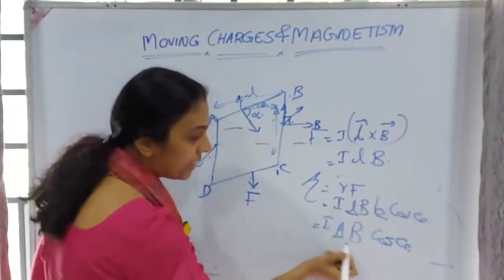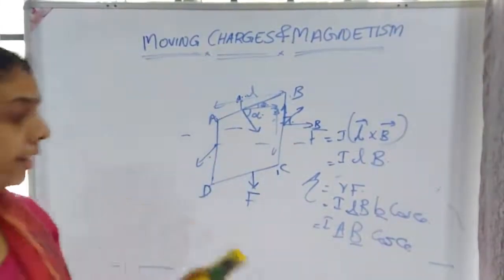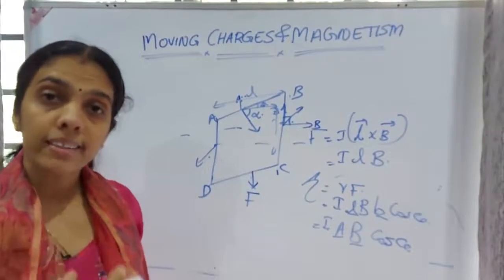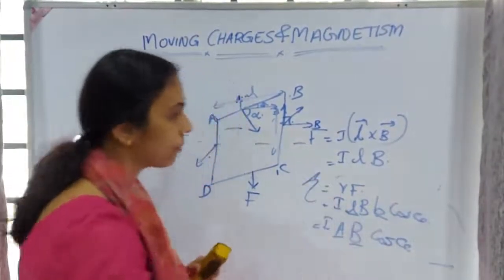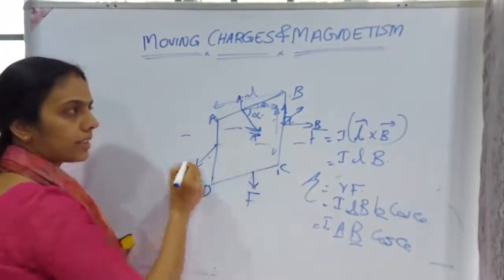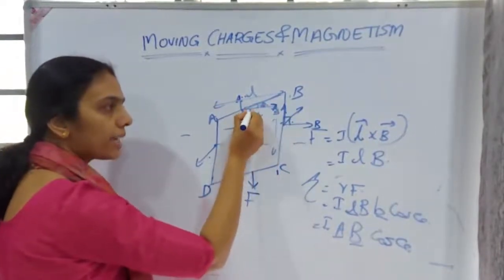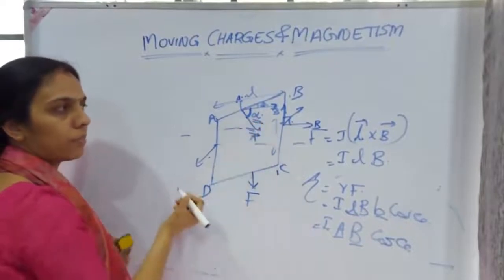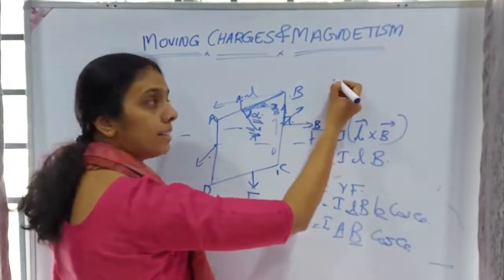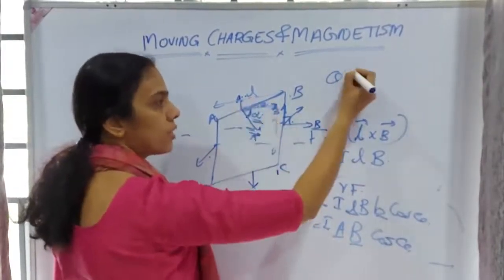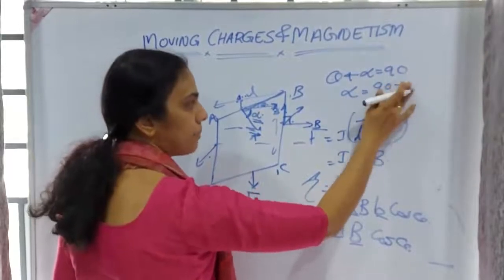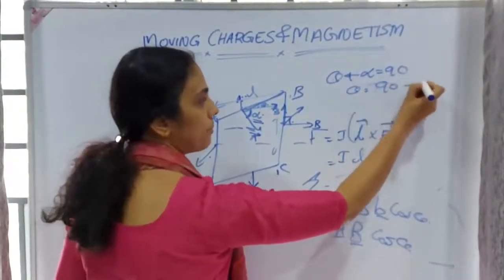Now here A is there, B is there. Area is not a vector quantity. If I need to represent this as a vector, we should consider the vector representation of area. This is the direction of area. This is the area vector and this is the magnetic field. So the angle between area and magnetic field is alpha. Here, this length and area vector are both making an angle of 90 degrees, normal, right? So theta plus alpha equals 90 degrees. Therefore theta is equal to 90 minus alpha.